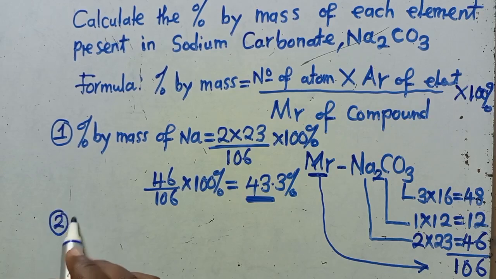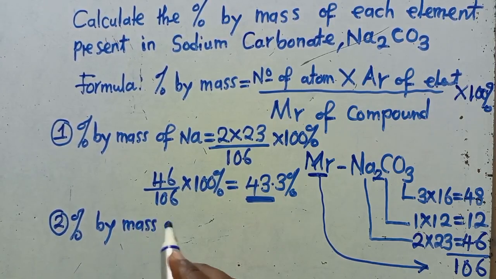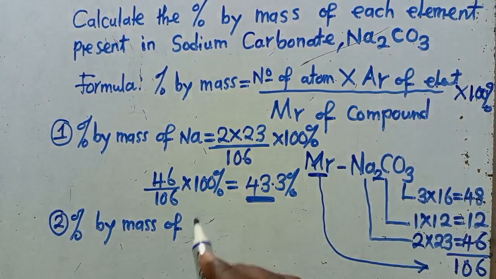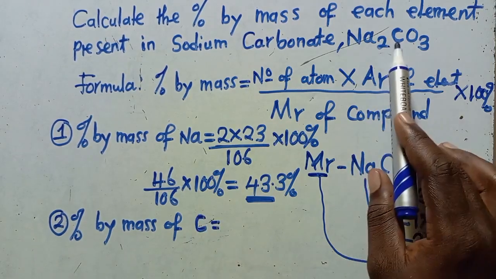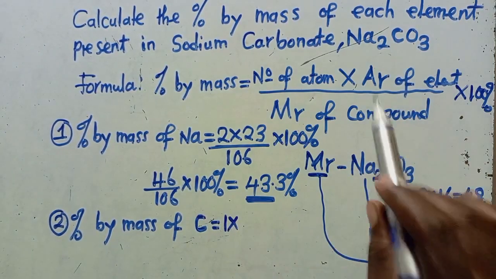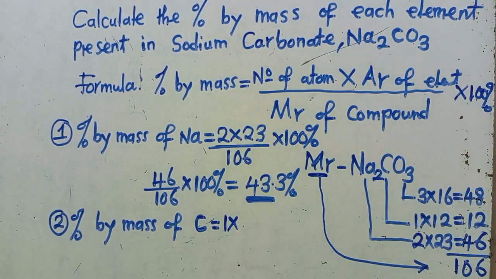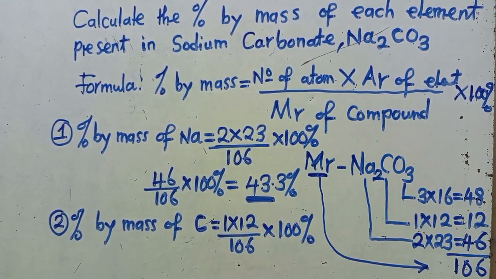Step 2, I now calculate the percentage by mass. So percentage by mass of what? Of carbon. The next one is carbon. So what am I going to do? Carbon, how many atoms are there? Only 1. So I say 1 times the relative atomic mass, which is just the same as the mass number. So what is the mass number of carbon? It is 12 over what? 106. Then you multiply it by 100%, since you want to find the percentage.